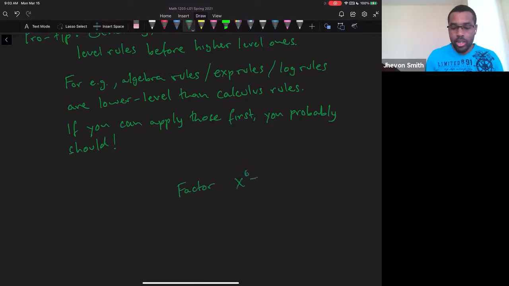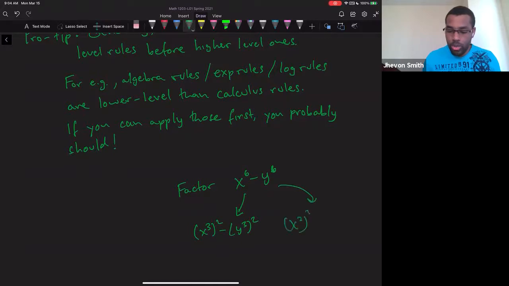say x to the 6 minus y to the 6. And it turns out that there are 2 main ways the average pre-calc student would be able to do this. One is they could write it as x cubed squared minus y cubed squared and apply the difference of squares first. You'll get into a situation where you can apply the difference of cubes, sum of cubes formula. Or another way to look at it is to think of this as x squared cubed minus y squared cubed, and apply the difference of cubes formula.